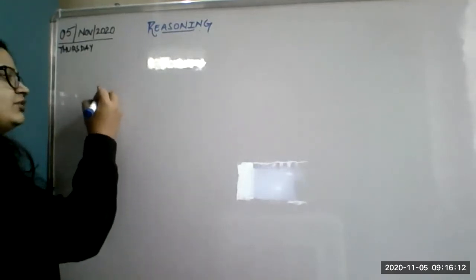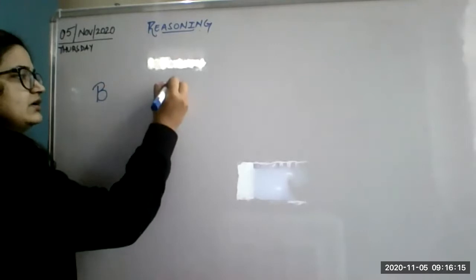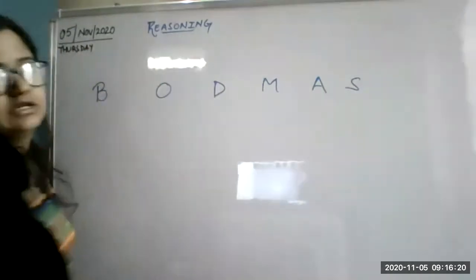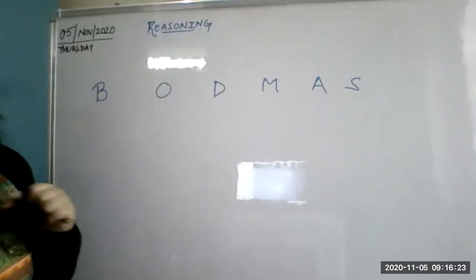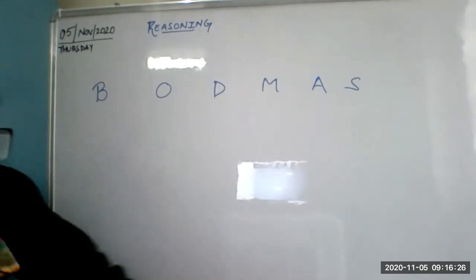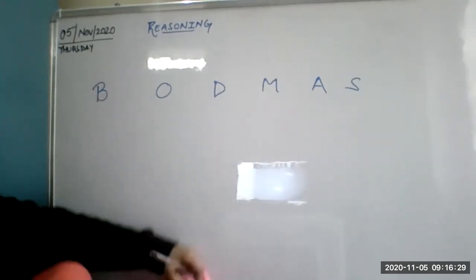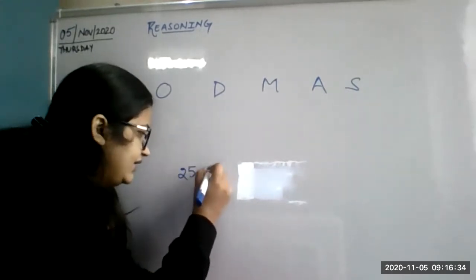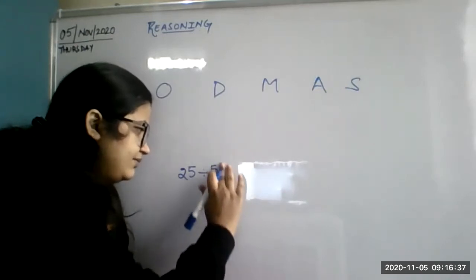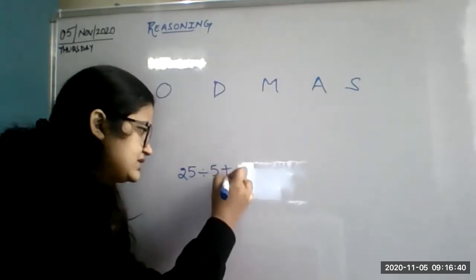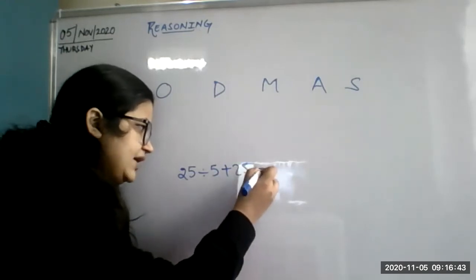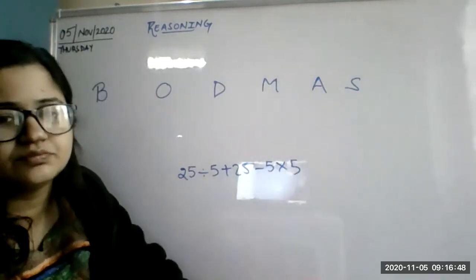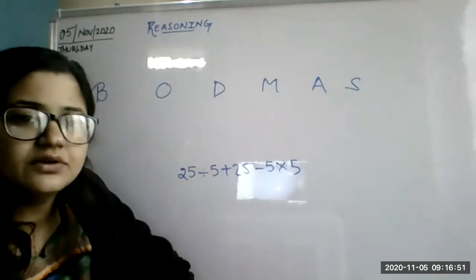I would like to tell you about BODMAS. Why is it used? Suppose you have addition, multiplication, and division all in one question. 25 divided by 5 plus 25 minus 5 multiplied by 5. Such a big question is given to you. So how are you going to solve it?